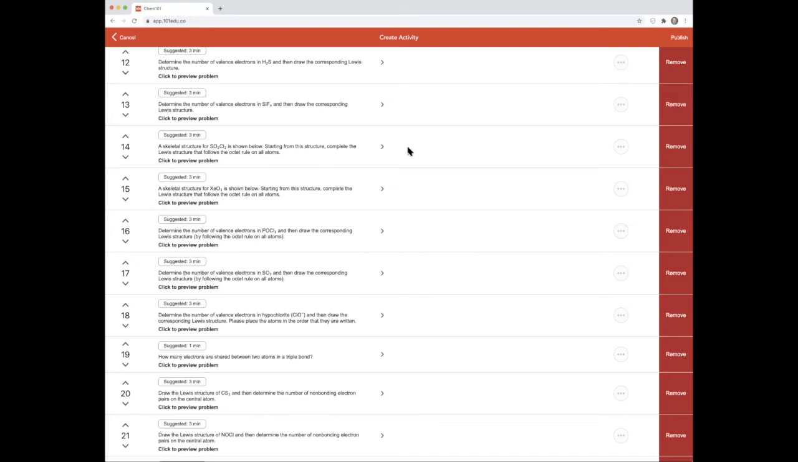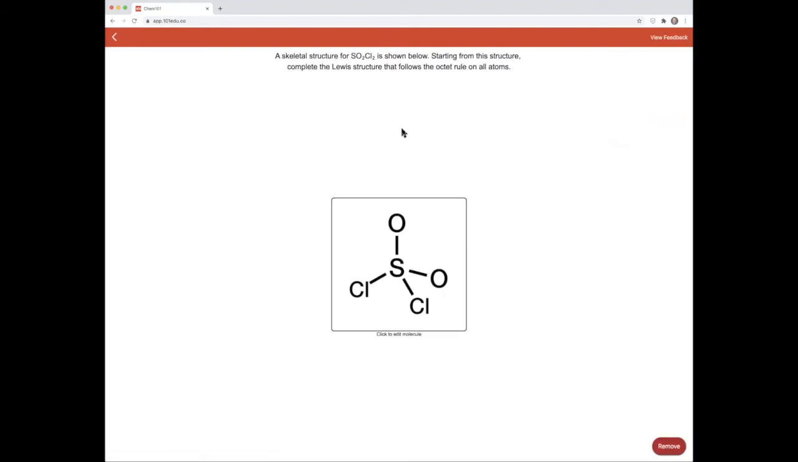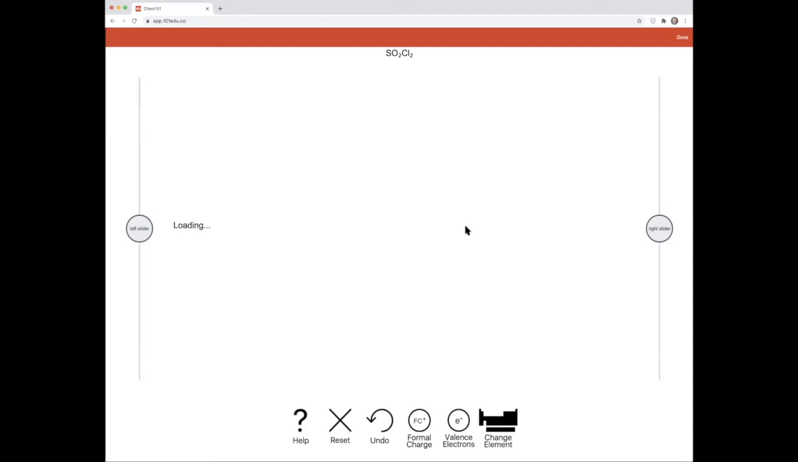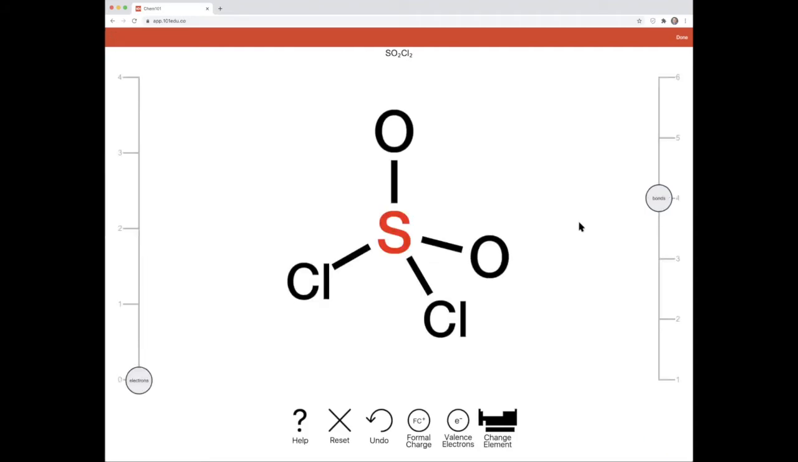So in 14, it says that we want to draw the Lewis structure where we ensure that we follow the octet rule on all atoms. So we're going to start with this skeletal structure, and then we're just going to finish it with electrons so that it follows the octet rule on all atoms, okay? So the first thing we're going to do is follow the step-by-step process, and that means that we need to determine the number of valence electrons, okay?